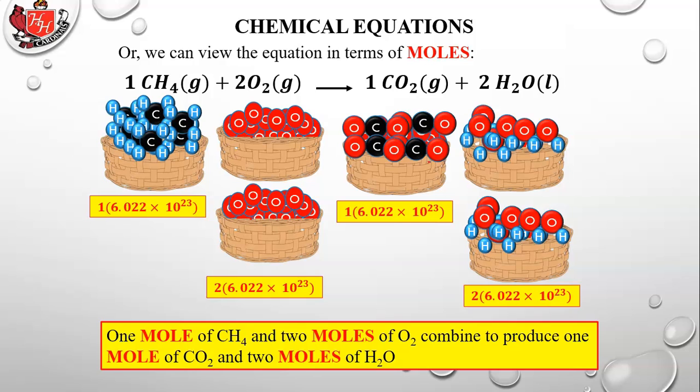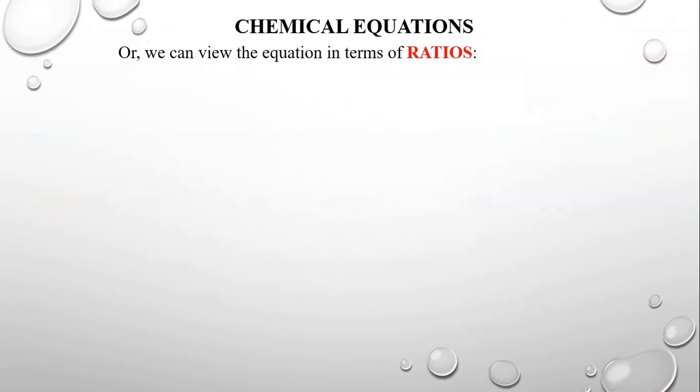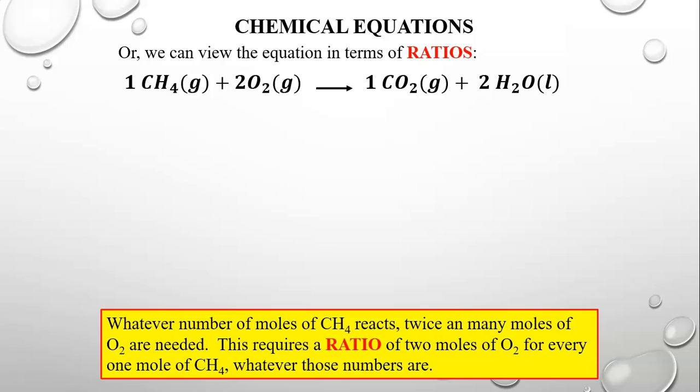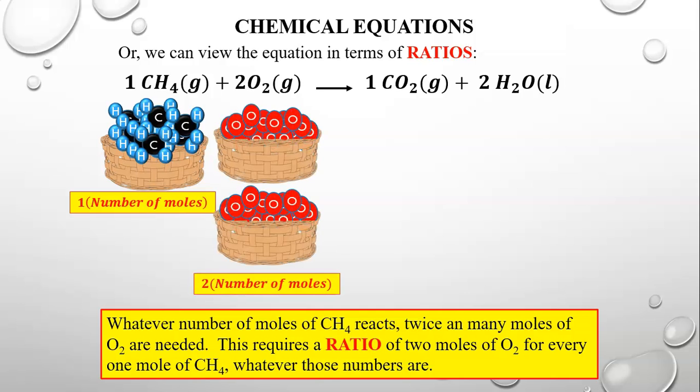And so we're going to talk about really the way that you should interpret a chemical equation. It's not purely as number of molecules or number of moles, but it's in this way. Or we can view the equation in terms of ratios. So there's the same equation. Whatever number of moles of CH4 reacts, twice as many moles of O2 are needed.